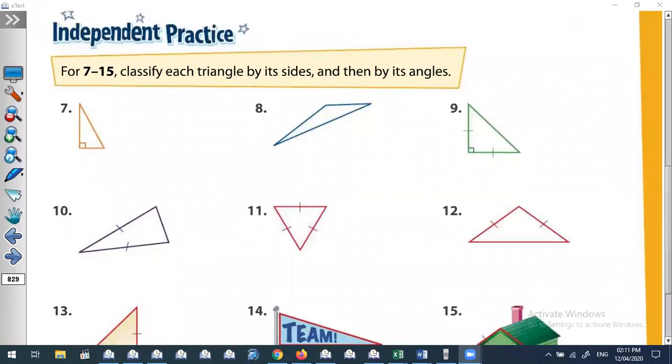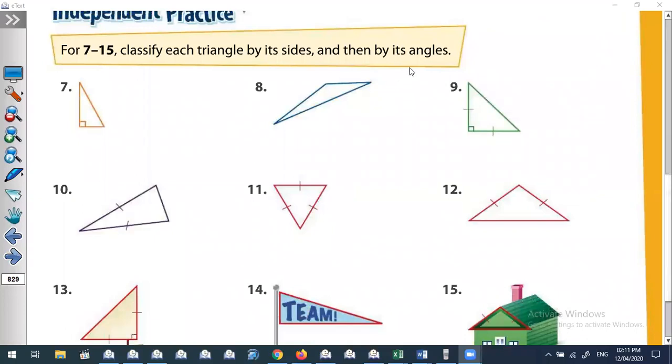Classify each triangle by its sides and also its angles. Let's start. Here we have the first one. According to sides, we don't have any sides equal, we don't have dashes here, so it will be a scalene triangle. What about according to angles? We have a square corner, so it will be right. Scalene, right, yes.